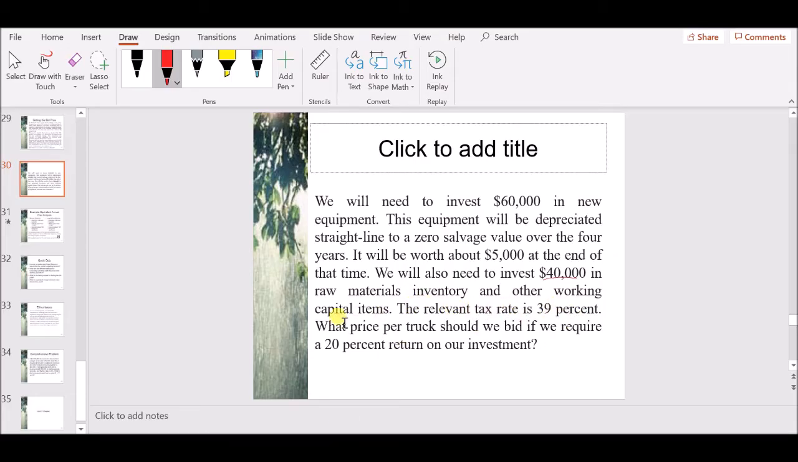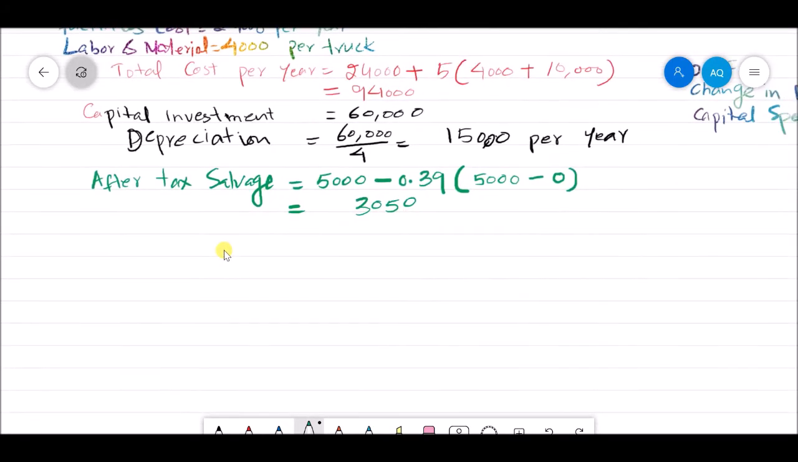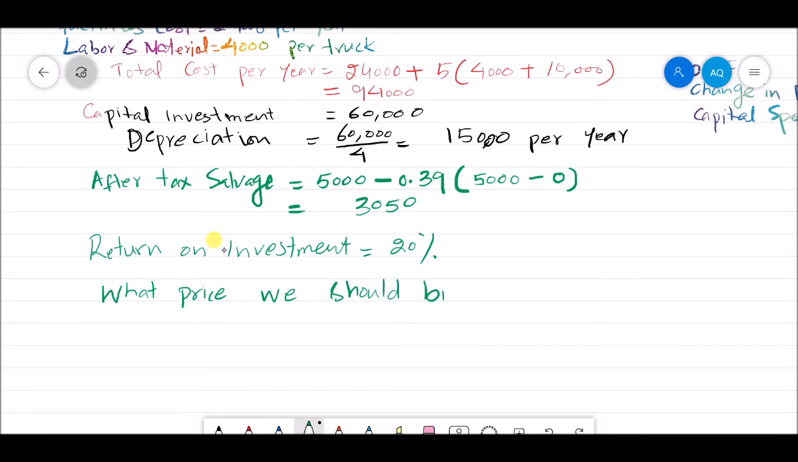The relevant tax rate is 39%. What price per truck should we bid if we require a 20% return on our investment? So our return on investment is 20%. So we need at least 20% return on our investment to invest in any project. So what price we should bid? So basically we need selling price. Price of each truck.